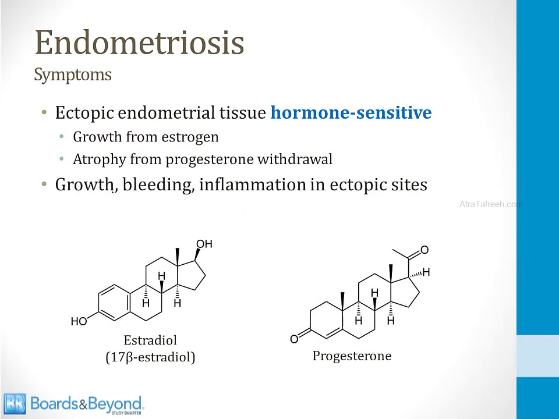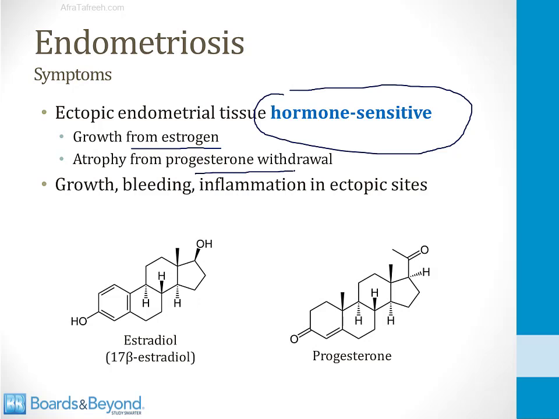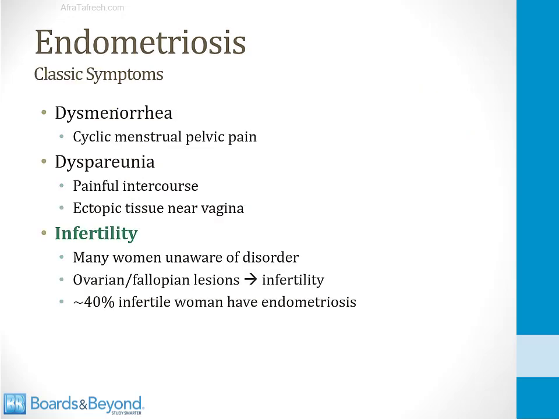To understand the symptoms of endometriosis, you need to appreciate that the ectopic endometrial tissue is hormone sensitive, just like normal endometrial tissue. This means that the ectopic tissue will grow in the presence of estrogen, and it will atrophy when progesterone is withdrawn at the time of menstruation. For this reason, women who have ectopic endometrial tissue will experience growth, bleeding, and inflammation in the ectopic sites as a result of the hormones that fluctuate during the menstrual cycle. If you understand that, then it's very easy to understand that dysmenorrhea is one of the classic symptoms of endometriosis. Dysmenorrhea is cyclic menstrual pelvic pain, and this occurs because the normal hormones of the menstrual cycle stimulate the lesions of endometriosis to grow in size.